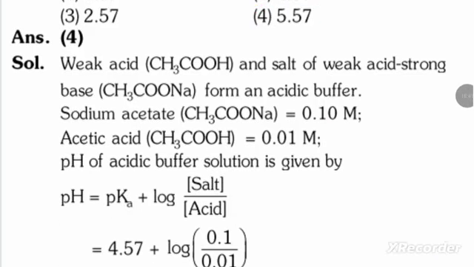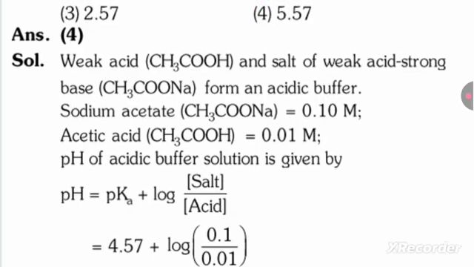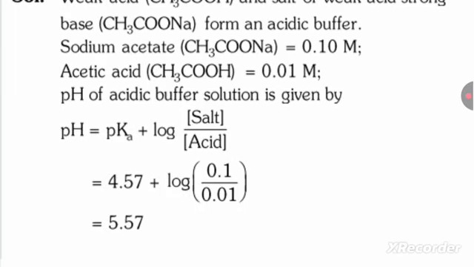So the answer 5.57 is the pH of this case. Acetic acid is a weak acid and sodium acetate is a salt of a weak acid and strong base. So both can form an acidic buffer. So when you calculate, you will get pH 5.57.